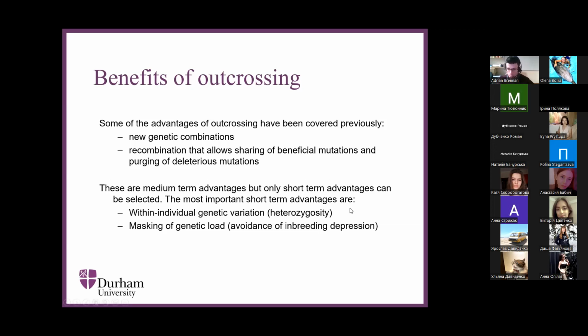And so the short-term advantages of outcrossing are probably that within individuals, you're more variable. So you show more heterozygosity. And those heterozygotes are helping mask any genetic load that you might have. Any deleterious mutations are masked with a fully functional heterozygote allele. And so that helps avoid inbreeding depression.